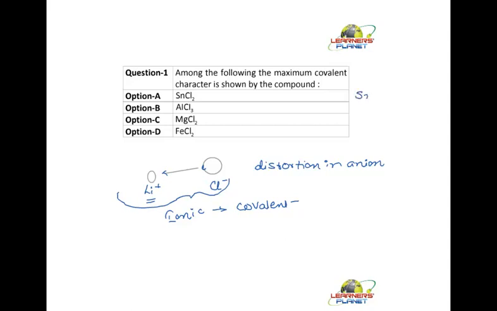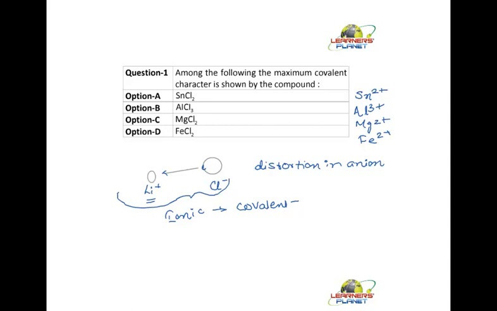Say your SnCl2, what is the cation over here? Sn2 plus. AlCl3, what is the cation over here? Al3 plus. MgCl2, what is the cation over here? Mg2 plus. Likewise, in FeCl2, what is the cation, students? It is Fe2 plus.